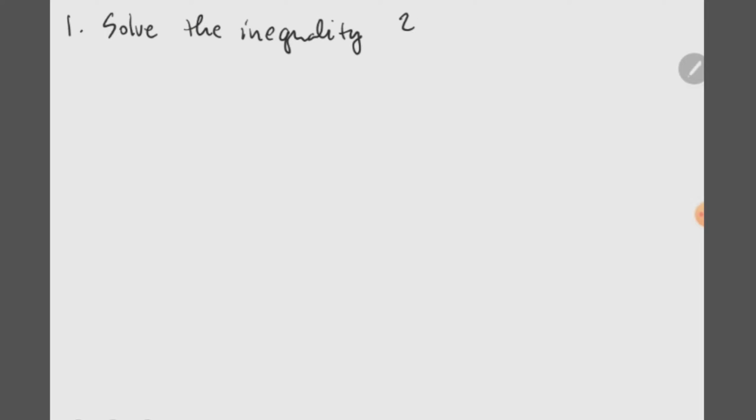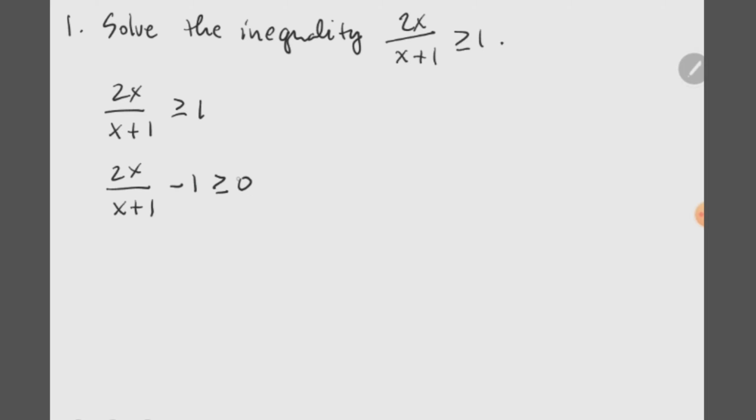Our first example is 2x over x plus 1 greater than or equal to 1. Okay, so we're going to write the inequality with a single rational expression on the left hand side of the inequality and 0 on the right hand side of the inequality. So magiging 2x over x plus 1 minus 1 greater than or equal to 0.